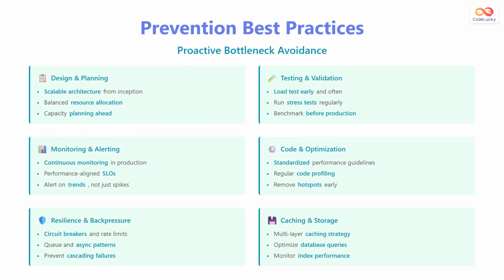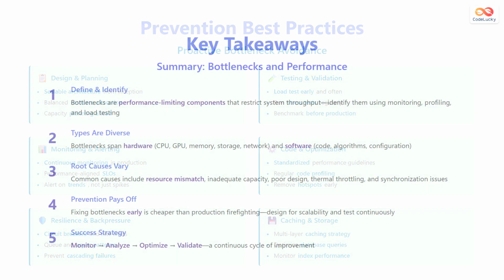Prevent bottlenecks by designing scalable architecture from the start. Plan capacity ahead and allocate resources carefully. Test early and often with load tests and stress tests. Implement continuous monitoring with alerts for performance trends. Follow standardized performance guidelines and profile code regularly to remove inefficiencies. Use circuit breakers, rate limiting, and asynchronous patterns. Implement multi-layer caching strategies and optimize database queries and indexes.